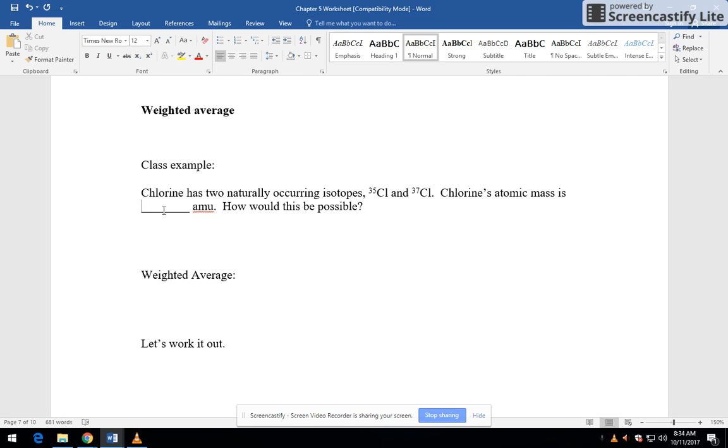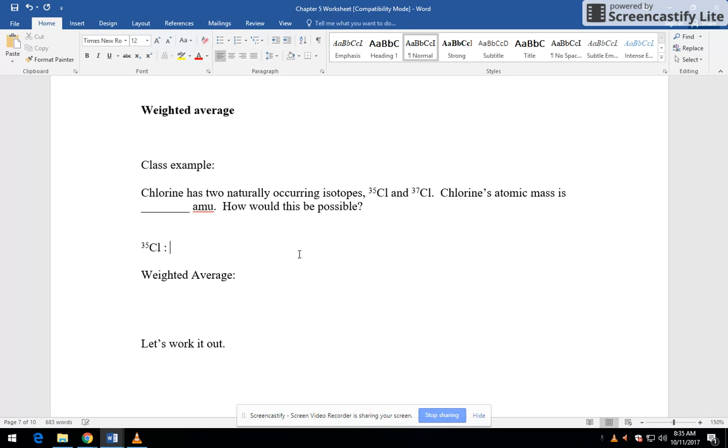It's clearly not directly in between 35 and 37, it's not 36. How could that be possible? If you only have 35 and 37, how could it be possible that the atomic mass of chlorine is 35.453? How is that possible? There must be more of one of them than the other, just like there were more hundreds than the 90s. So which one is there more of, chlorine 35 or chlorine 37? Right, there's more chlorine 35.